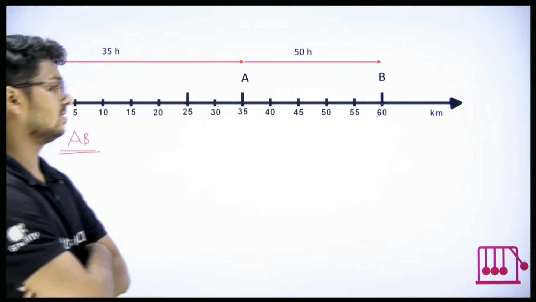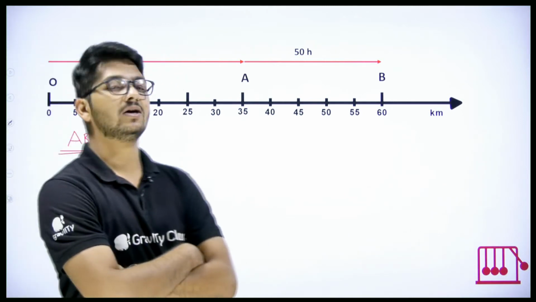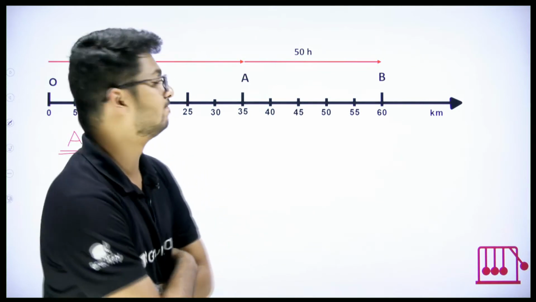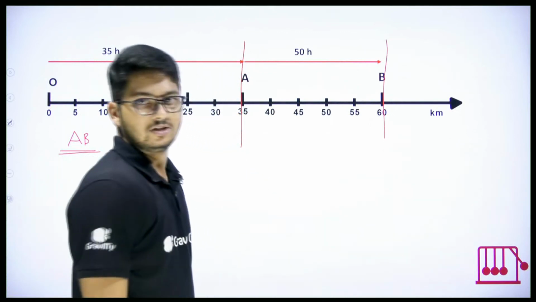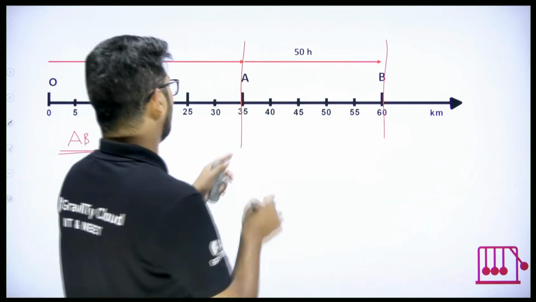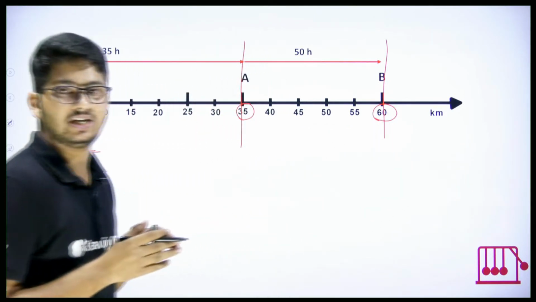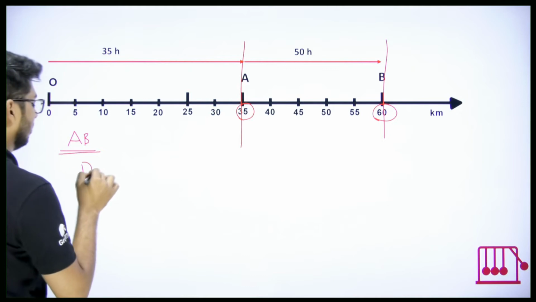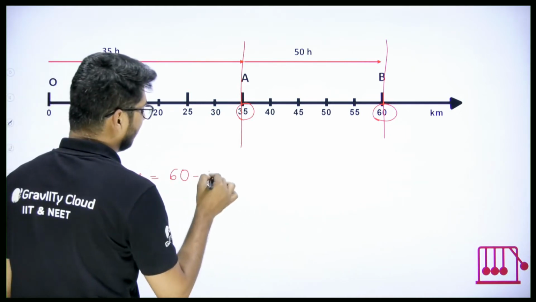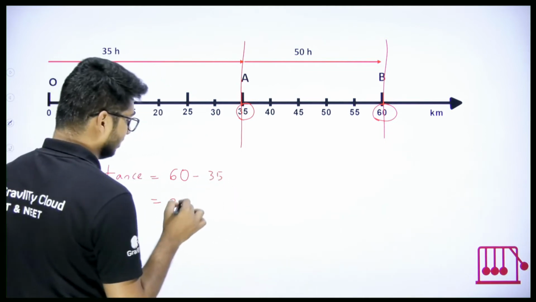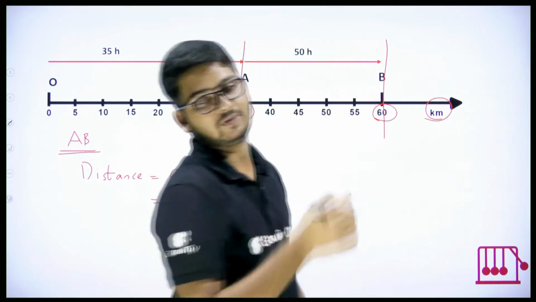Find out distance, find out time, then speed is equal to distance by time, you will get the answer. So here when we say AB, it is from here to here. Think of this as a scale. On the scale, one end you have 35 reading, at the other end you have 60 reading. So what will distance be equal to? You subtract them, 60 minus 35, that is equal to 25 kilometers, because kilometers is given.